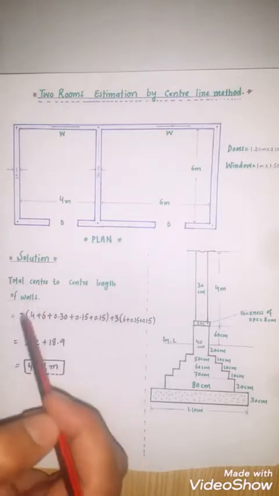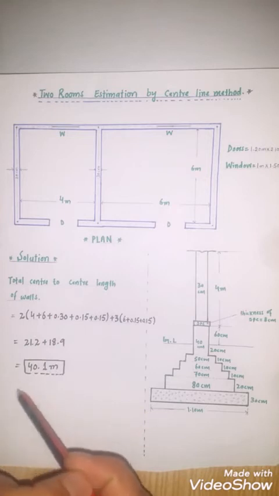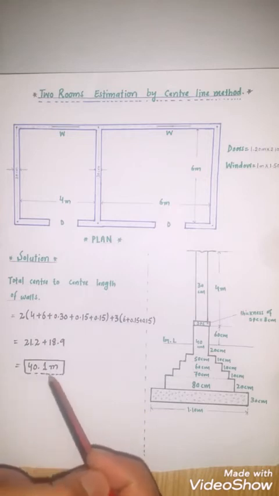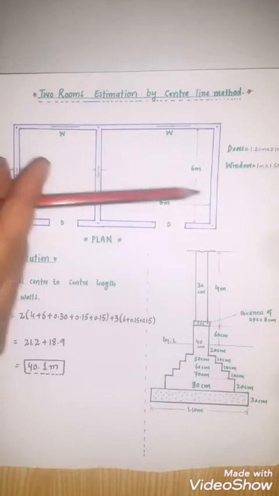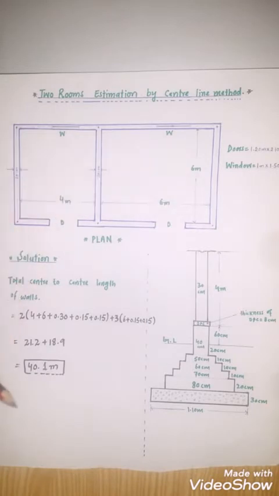The total center to center length of the walls is equal to 40.1 meters. This is the overall length of all the walls, 2 long walls and 3 short walls. This is the center to center length, which equals 40.1 meters.